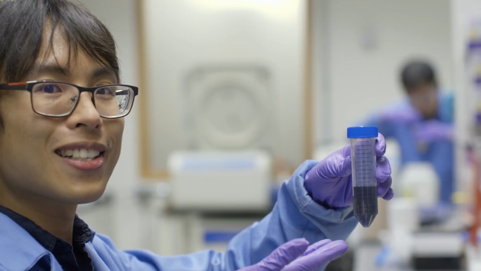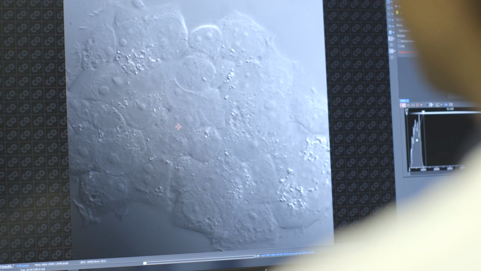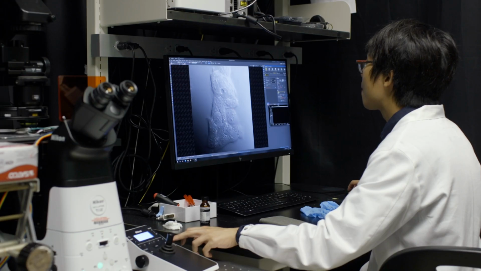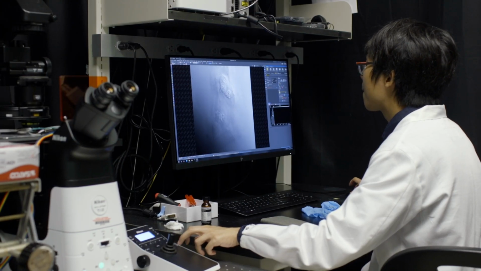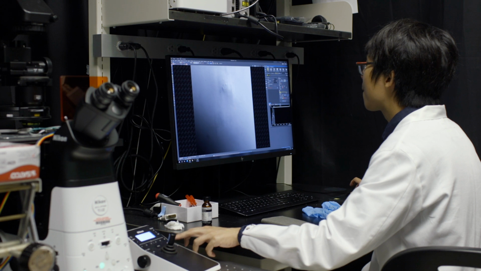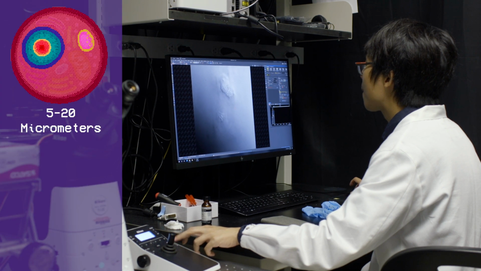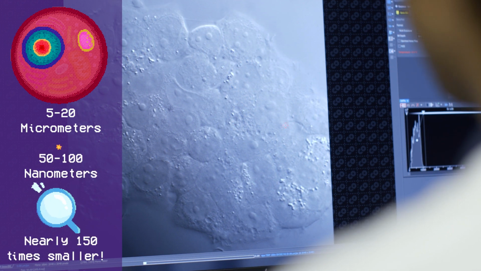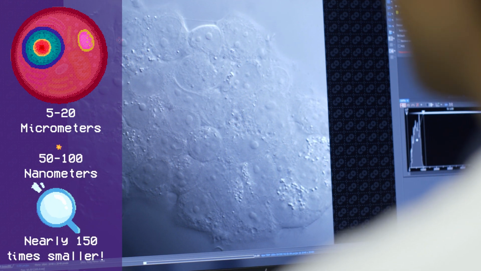Here are the nanostars. There are many cells just by looking at this circular thing. If I estimate, it's probably 25-30 cells forming one cluster. Breast cancer cells individually are about 5 to 20 micrometers in size, and the nanostars that I'm using are about 50 to 100 nanometers.